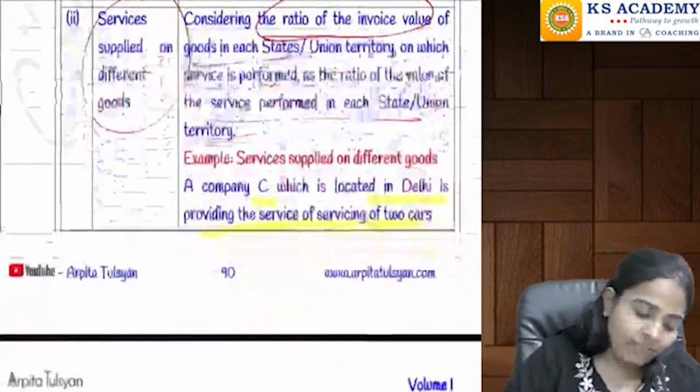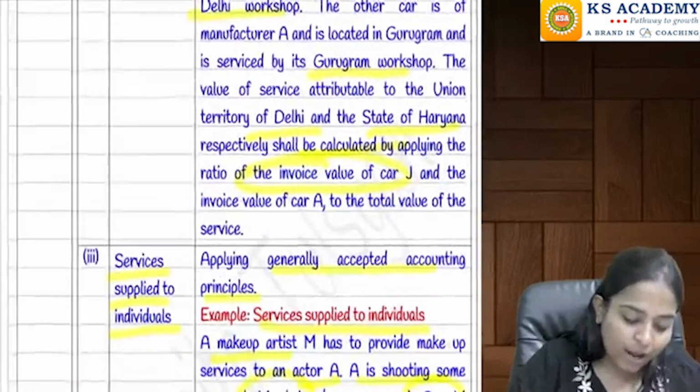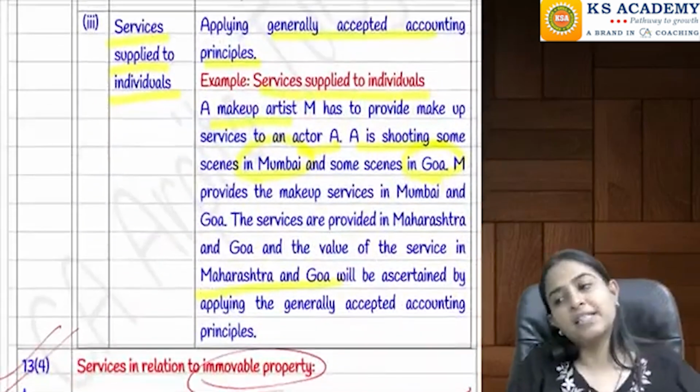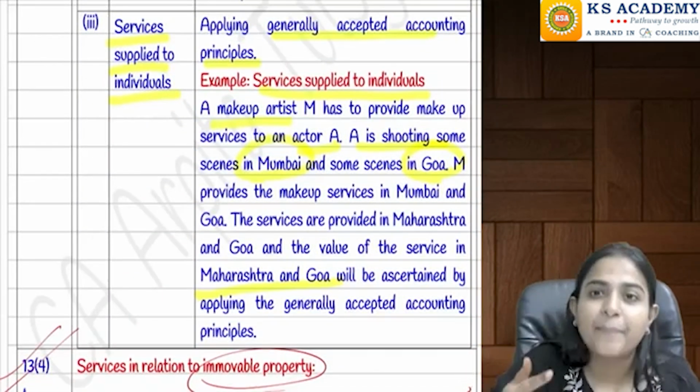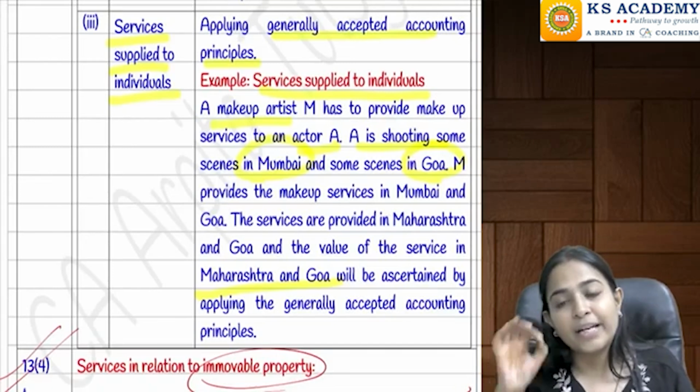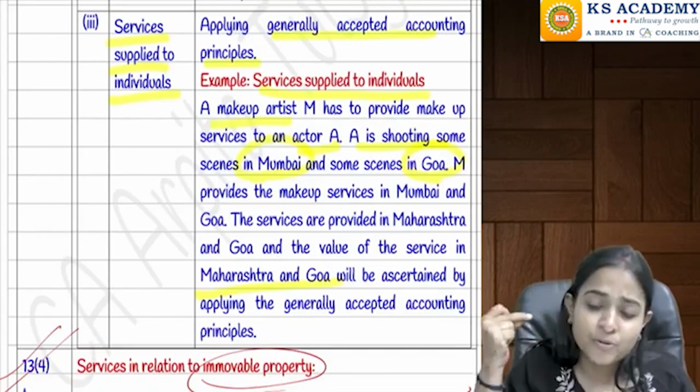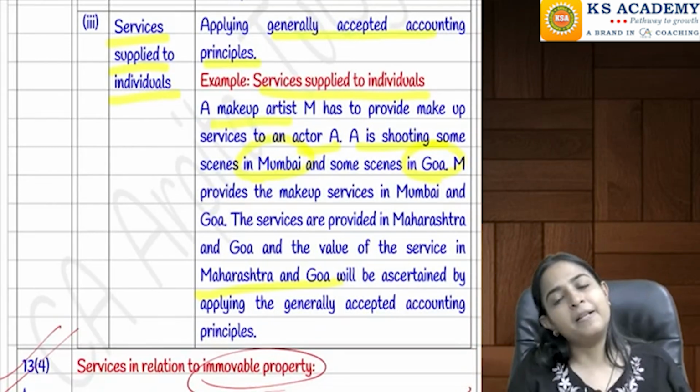Okay, and last one, if the services have been given to an individual in multiple states, then they are telling that simply use the generally accepted accounting principles.